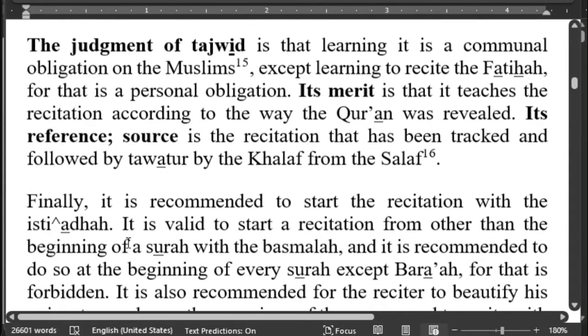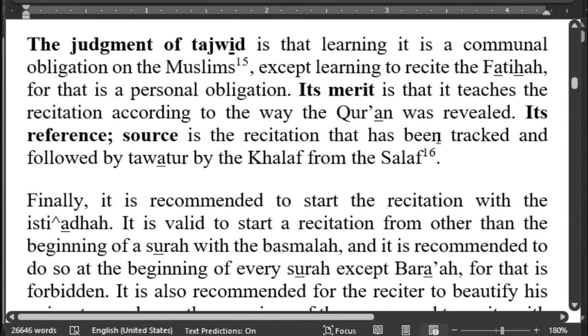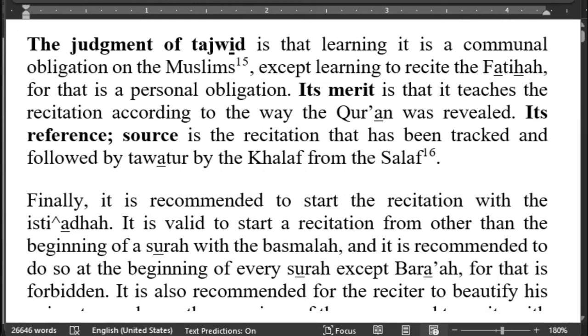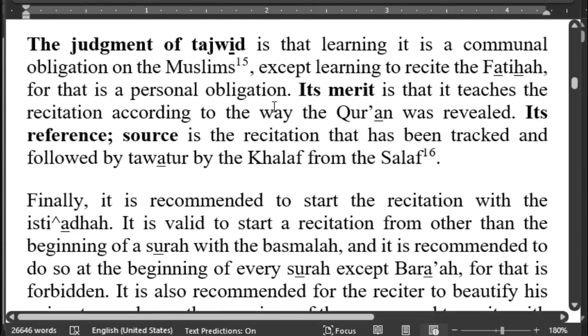The judgment of Tajwid is that learning it is a communal obligation on the Muslims. Learning it in general, the rules of Tajwid. There has to be Muslims who know that science. Except learning to recite the Fatiha, that's not a communal obligation. That is a personal obligation.